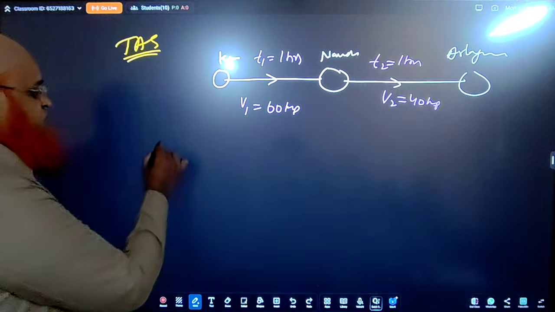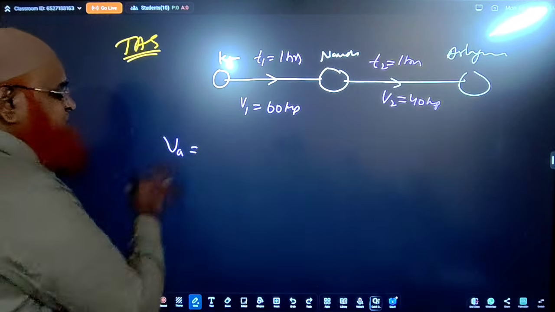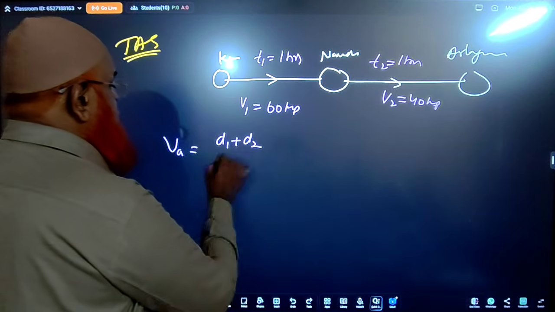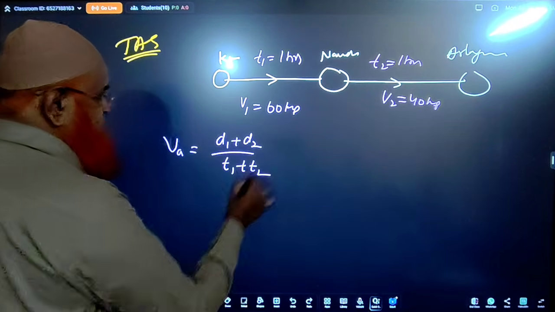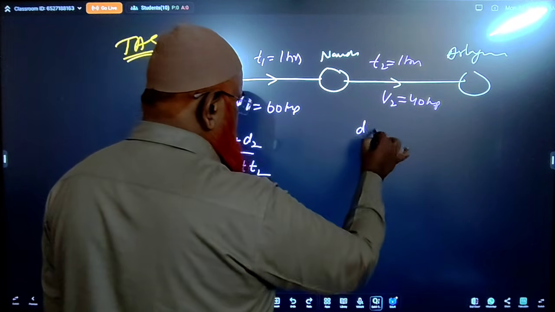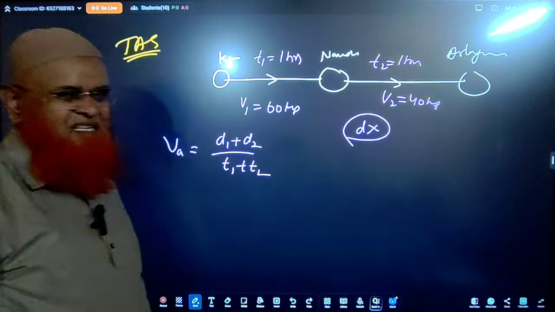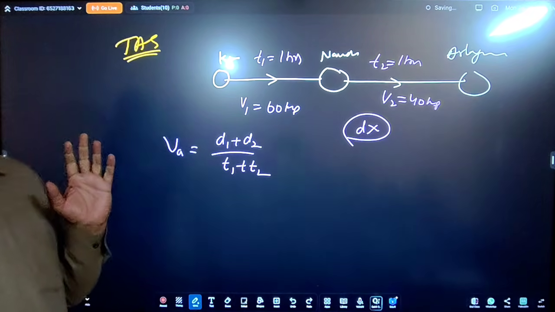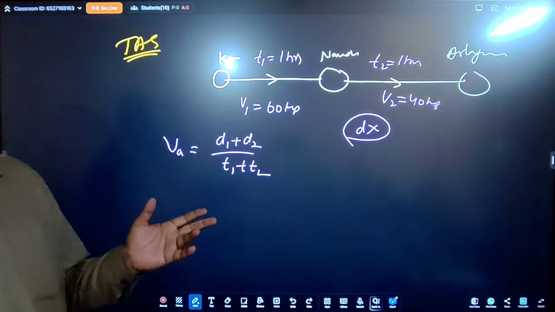So how do you write the shortcut formula for this? How do you prepare a shortcut formula? First thing is you have to write the general formula: D1 plus D2 divided by T1 plus T2. As you have seen, there is no mention of distances in this case. Distances are not in the discussion, so you have to replace the distance. Previously there was no discussion of times.